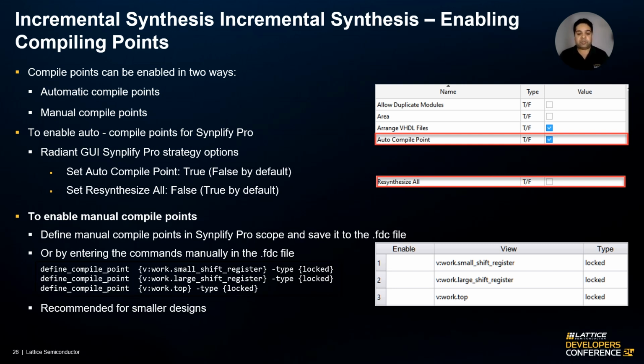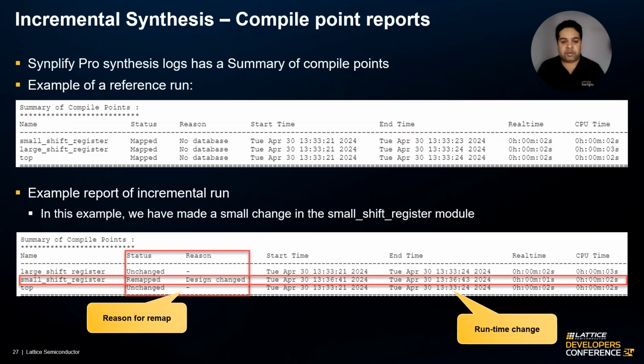To enable a manual compile point, the user has to define the manual compile points in Simplify Pro scope and save it to a .fdc file. Alternatively, users can also enter the following commands in the FDC file. define_compile_point with the instance name and the type of the compile point. Manual compile points are only recommended for smaller designs, and you should always let the tool define the auto compile points if your design is a large design. The beta version of the incremental synthesis or incremental design flow is supported through Simplify Pro.